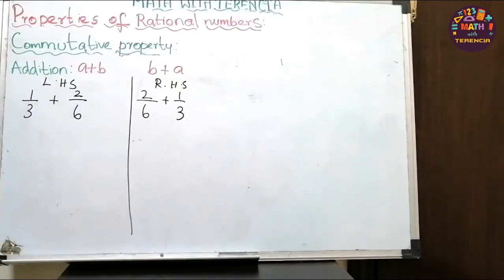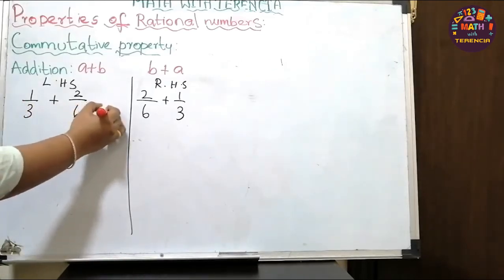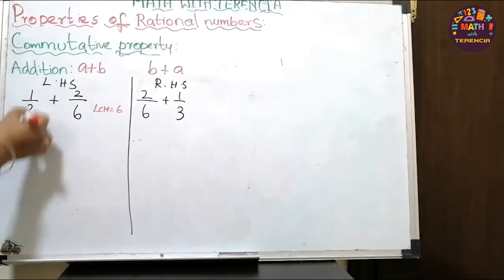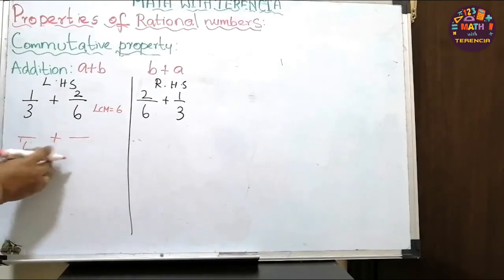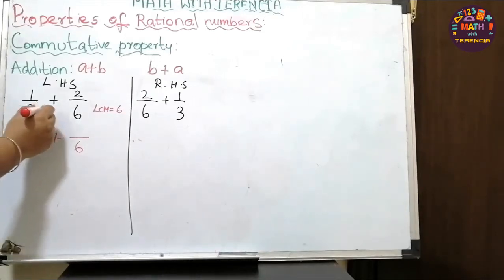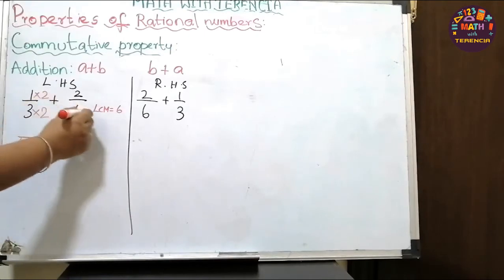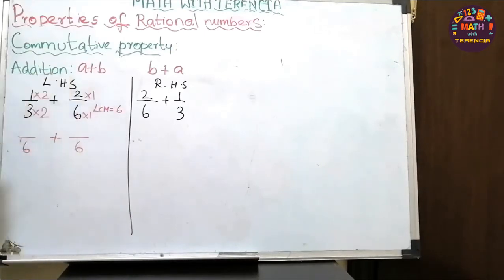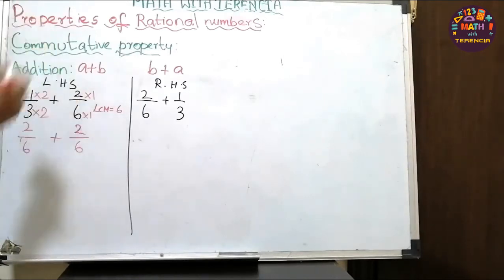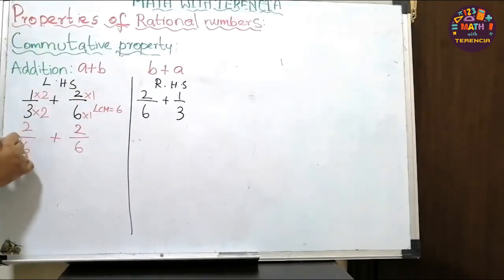First I will find the answer for my LHS. My denominators are different, so I need to find the LCM. I know LCM of 3 and 6 is 6. So I need to change both the denominators as 6. Now to convert 3 to 6, I need to multiply by 2. Here I need to multiply by 1. So my answer will be 2 by 6 plus 2 by 6. So if I add, what will I get?